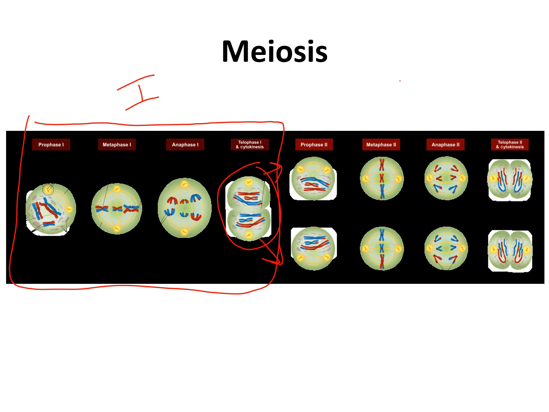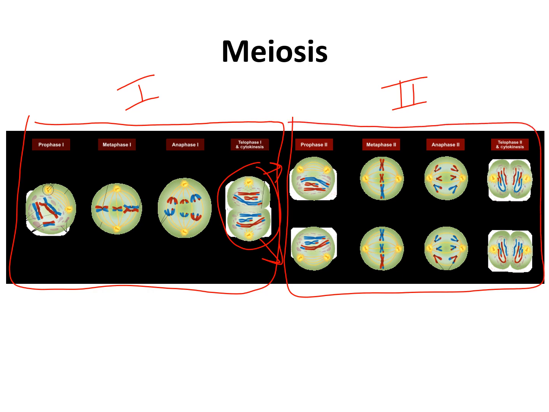Then in meiosis 2, both of those daughter cells go through a second round of cell division. So we call these prophase 2, metaphase 2, anaphase 2, and telophase 2. And at the end of telophase 2, each of those daughter cells divides. So you will end up with 4 gametes at the end of meiosis 1 and 2.